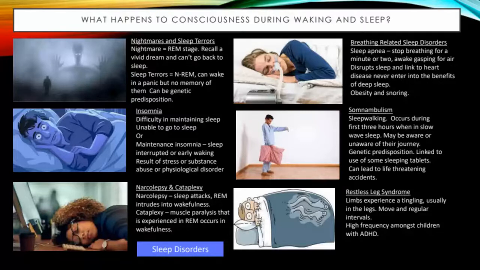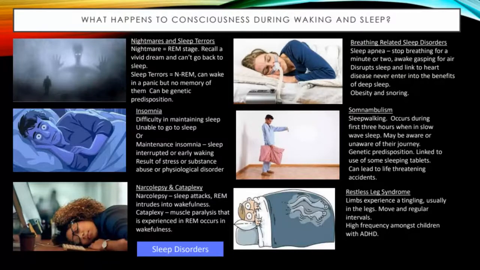Often it can be a genetic predisposition to sleepwalking, and often some sleeping tablets might have a side effect of sleepwalking. And obviously sleepwalking can lead to life-threatening accidents. If you've got somebody who just gets out of bed and walks out the house and down the street, it can obviously be life-threatening. So that is quite a serious sleep disorder that can happen.